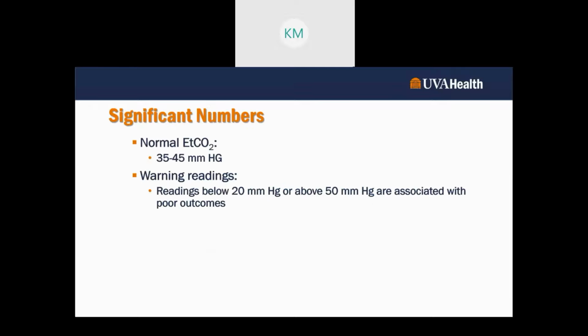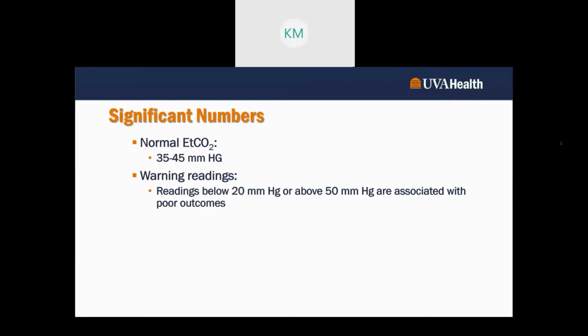So, some significant numbers here. A normal end-tidal CO2 is between 35 and 45. Less than 35, we're thinking the patient's hyperventilating, they may have an airway obstruction, could be a myriad of things. And again, we're going to talk about these in a little bit. Greater than 45, I'm thinking the patient's hypoventilating, maybe they have some sort of bronchospasm, something weird is going on.